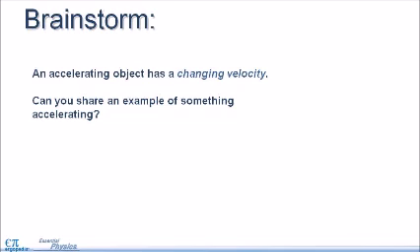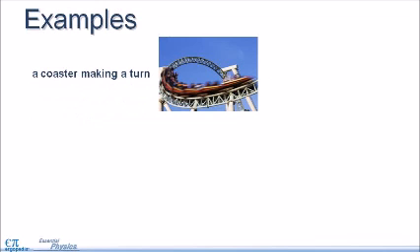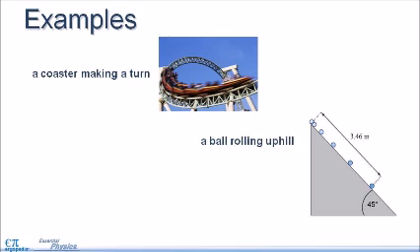Brainstorm. An accelerating object has a changing velocity. Can you share an example of something accelerating? Let's show you some. A coaster making a turn. A ball rolling uphill. A baseball falling.